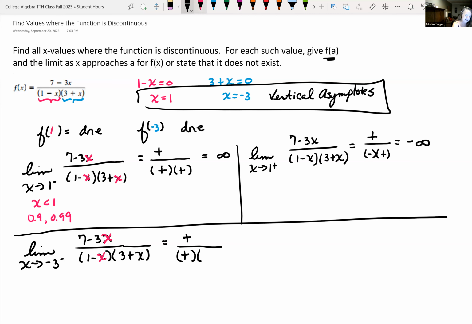And then if I plug in a -3 into this factor, well, a little bit less than -3, so -3.1. 3 plus -3.1, that actually gives me a negative result. So I see I have a positive number in the numerator, a negative result in the denominator. So I can see that as x is going to -3 on the left-hand side, this is shooting down to negative infinity.